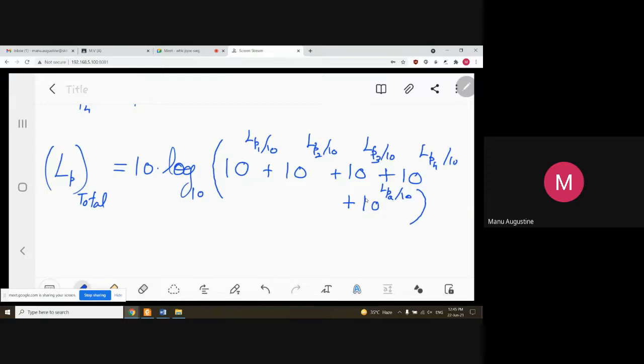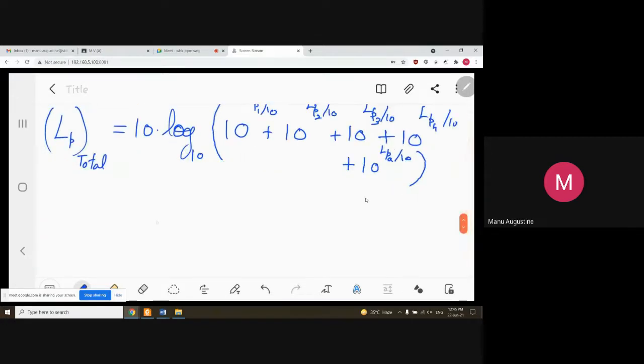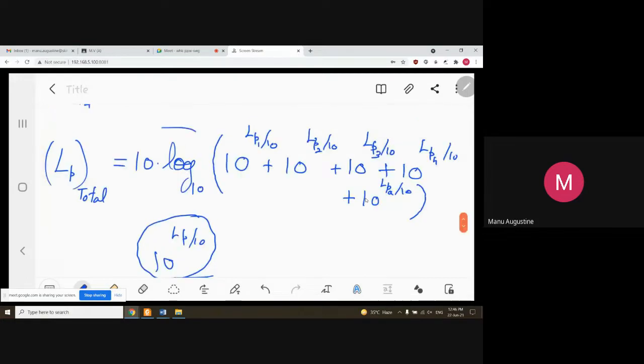So see, all you have to remember in solving such questions is that addition has to be done for this term, 10 raised to power LP by 10. This expression has to be remembered by you. This is the expression on which addition, subtraction and averaging are done. So whenever you are asked to find the average LP, total LP, or do minus, plus, anything, all you have to do is remember to add such terms for all the LPs and then take 10 times log of 10. This is what you have to do.